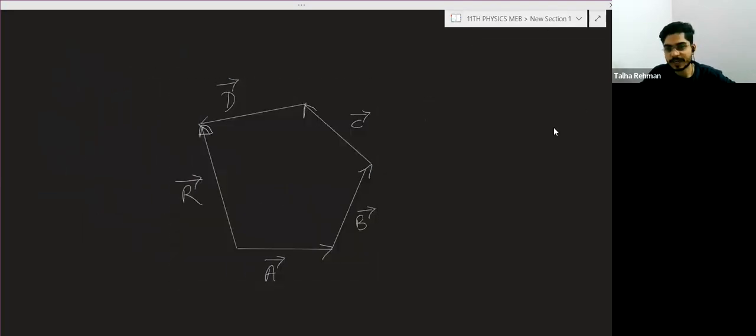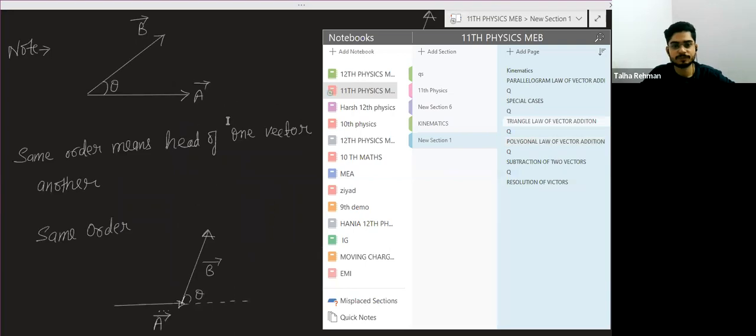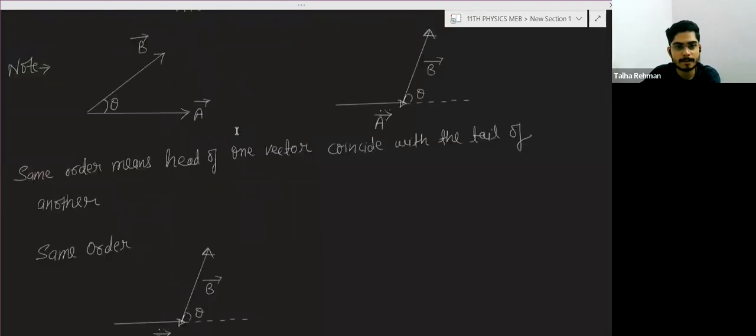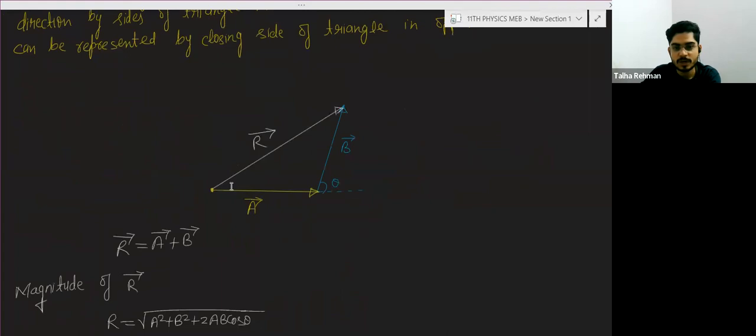Now I am applying the triangle law here. So what was the triangle law? See, what is triangle law? This is the triangle law. This triangle law is used for adding two vectors. Here you have one vector and another vector.